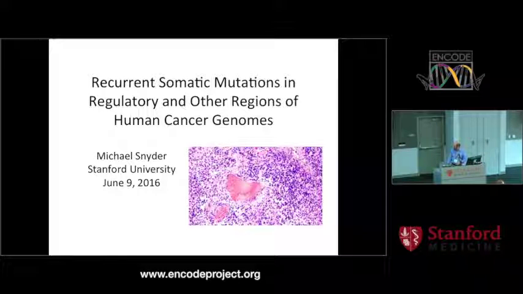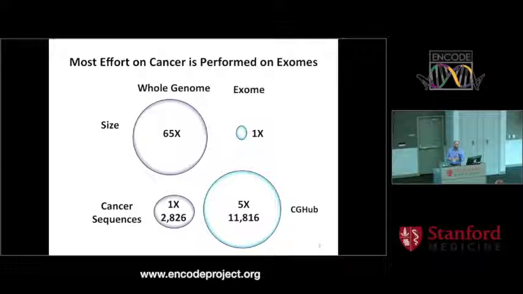I think all of you appreciate, until recently, most disease studies were really focused on exomes because it was cheaper and easier to get lots of data. This is from about 18 months ago, when we were getting ready to publish our first paper in this area. This is the relative size of the genome to the exome, but when you look at the sequences that were determined at the time, it's much more skewed the other way. There are many, many more exomes than cancer genome sequences.